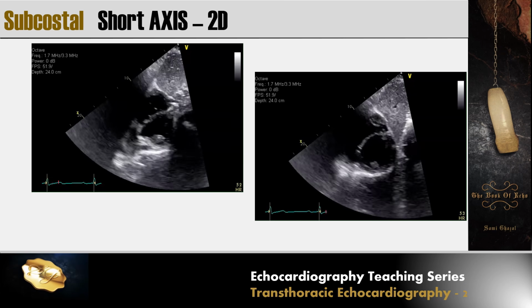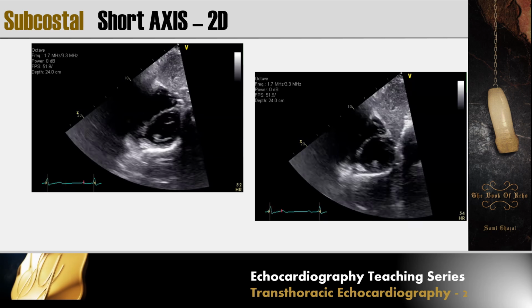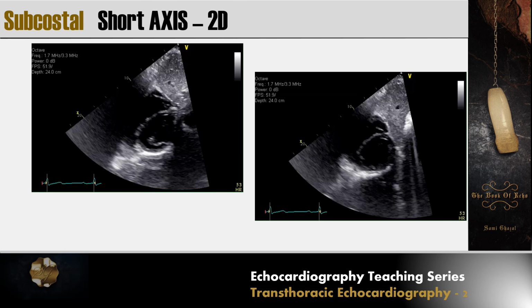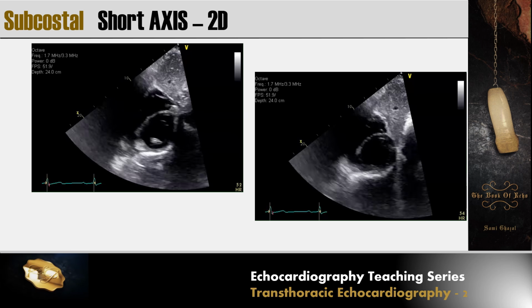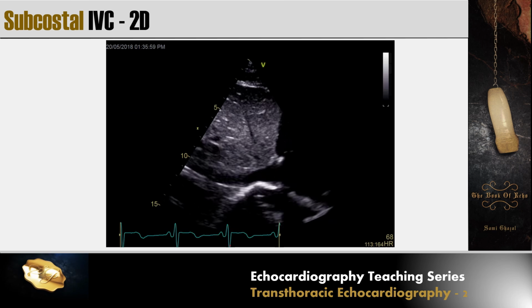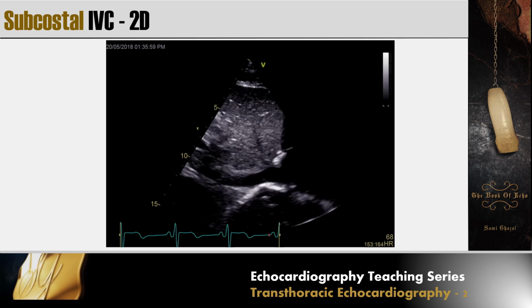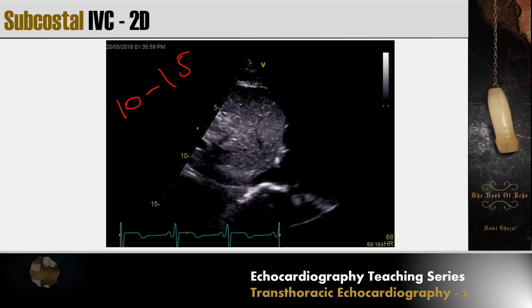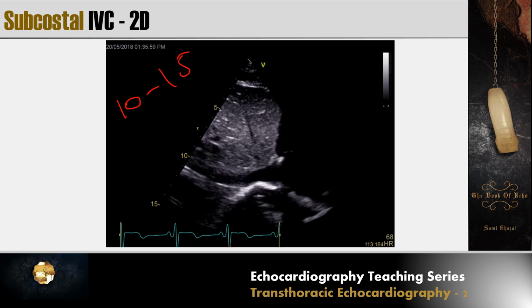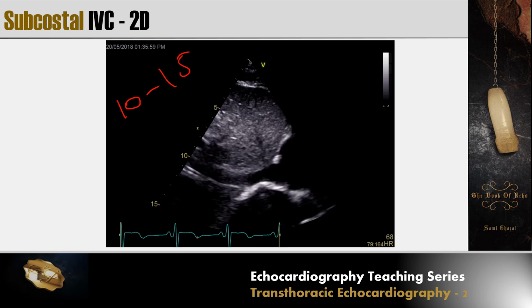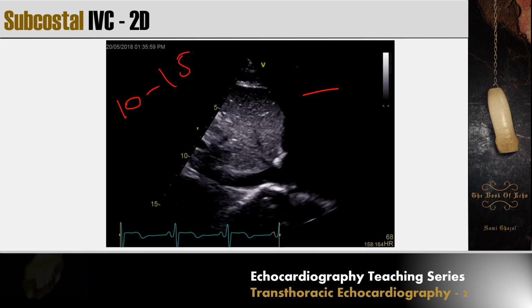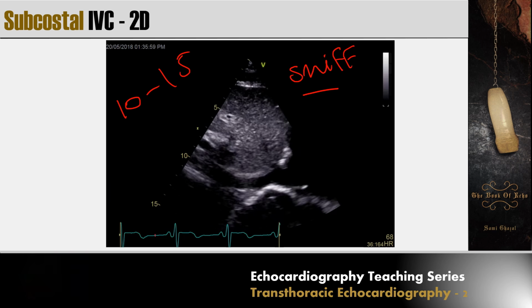Those are subcostal short axis views at different levels, and those are optional views to be taken. The IVC here is a mandatory view, and you need to record something between 10 to 15 cardiac cycles. You need to see the collapsibility of the IVC here, and also you ask the patient to sniff, and ideally you should annotate sniffing in the image.